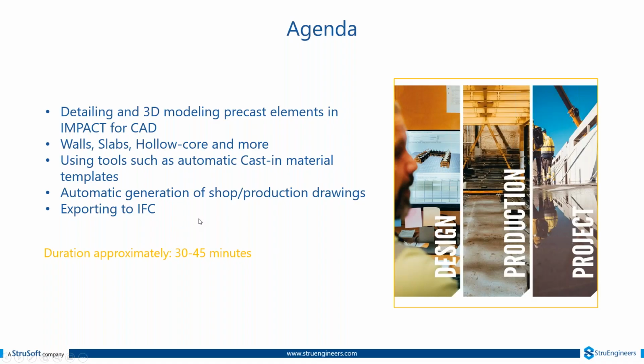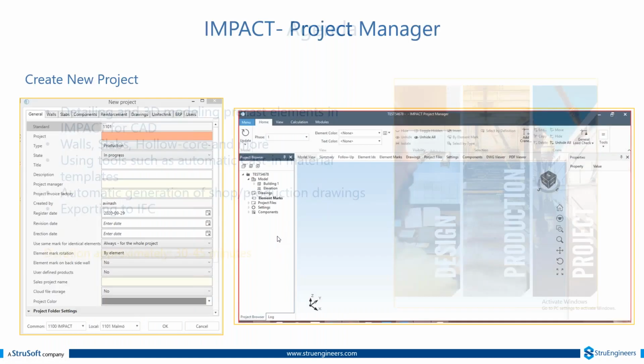Our rough agenda for today will be how to detail and 3D model precast elements in Impact for CAD. We'll see various elements like walls, slabs, hollow cores, and more. We'll also use tools such as the automatic casting material templates, and also generate shop or production drawings for these elements. And if we find enough time, we'll also be exporting this project to IFC. So now let's get started.